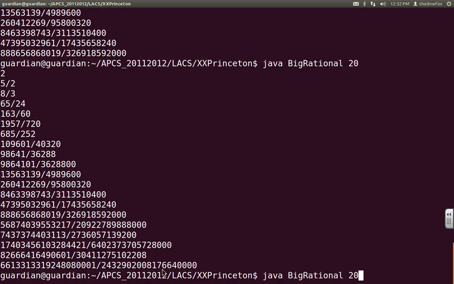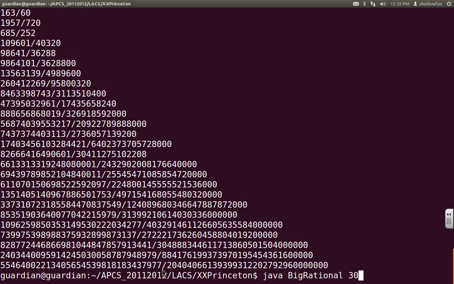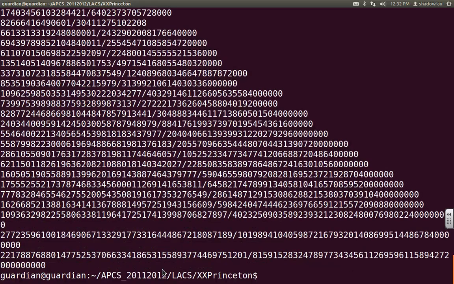Can we do 20? Can we do 30? Wow. Can we do 40? It gets hard to read, but there you go. Okay, that's the idea. After that, let's go back to some graphics.